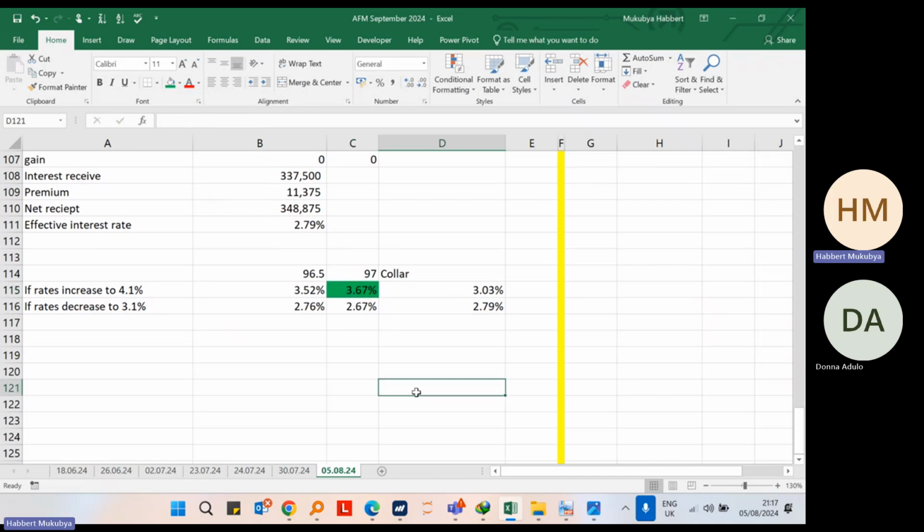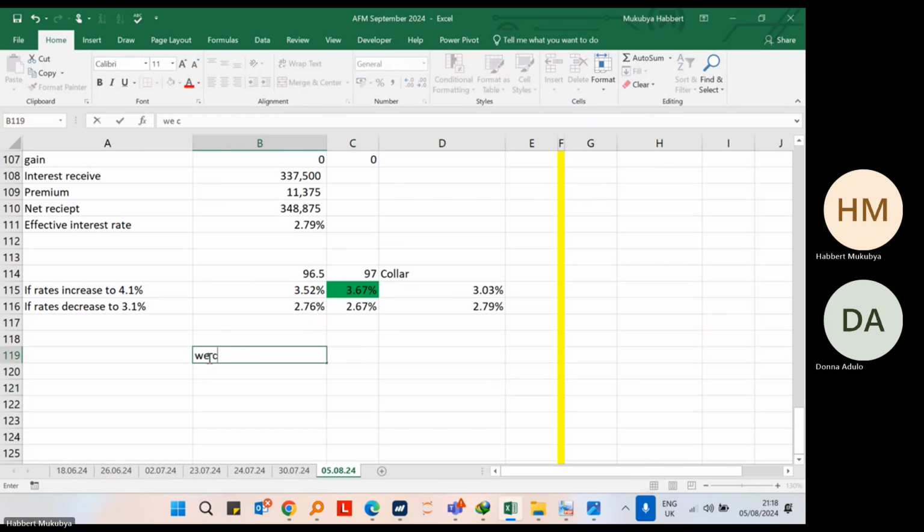But also, even if the interest rates fall, you see that the one of 96.5 is 2.76, whereas it's 2.67. So the difference is not so big. So it means that we can use the 97 exercise price, or the 97 option on futures.